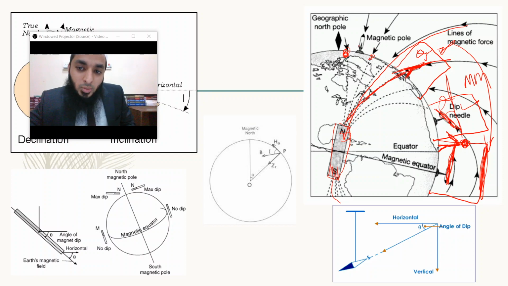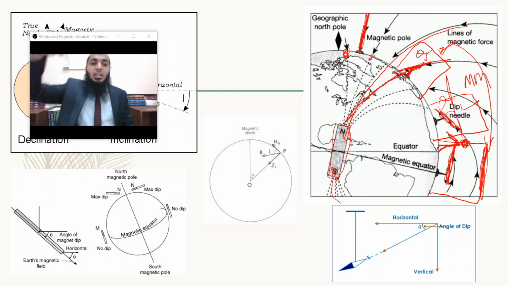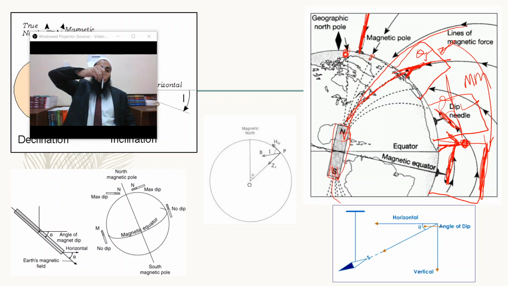So at the pole, can you see this? At the pole, the magnetic needle is actually oriented like this, vertically. So what will be the angle of dip? Come on, the angle made by the magnetic needle with the horizontal, it will be 90 degrees. That's what you see here.